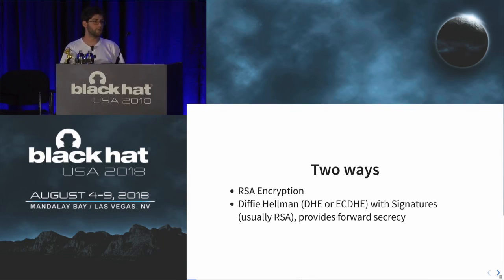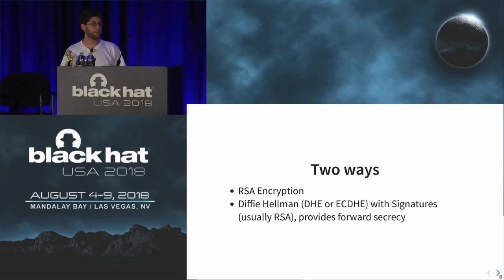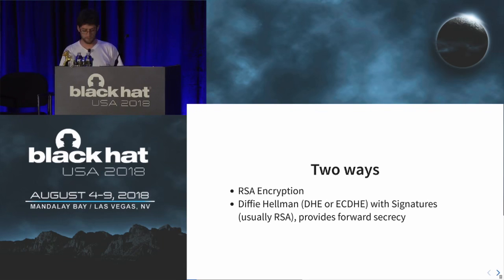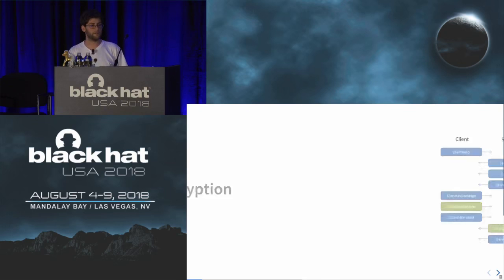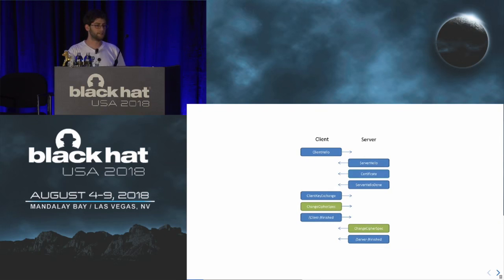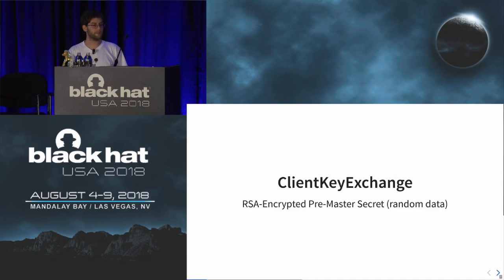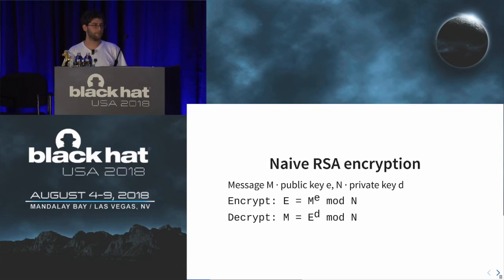So you have two modes of RSA key exchanges. You've got encryption-based and signature-based. Now, what we're focusing on for this talk is RSA encryption-based key exchanges. And that looks something like this. What we're really interested in here is only the one message, the client key exchange. And so what this contains is RSA encrypted pre-master secret data. So this is going to be the data that's used to later derive keys in this handshake and authenticate it.